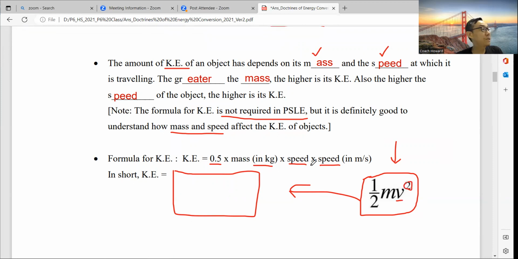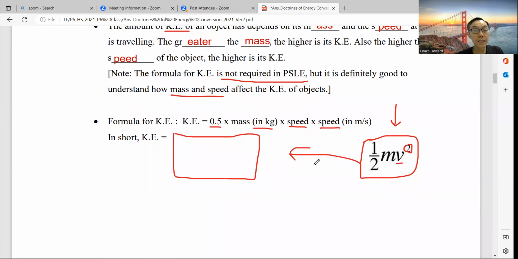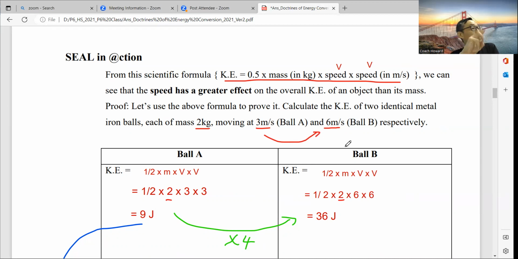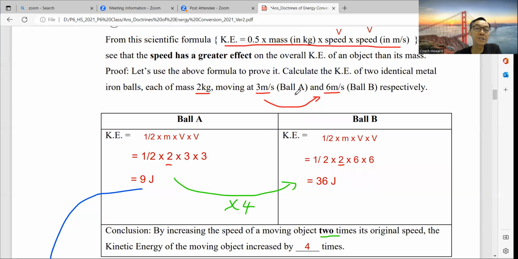That means if you double the speed, the kinetic energy will increase 4 times, which is illustrated in the following example, which we did 2 weeks ago. You can see these two balls have the same mass, half times 2, so it's 2 kilograms, and you substitute the 2 here. But the kinetic energy is increased by 4 times, because going from 3 meters per second to 6 meters per second is double the speed. So this is a good example to help students see that by increasing the speed 2 times, kinetic energy increases 4 times. So how does this apply in daily life?